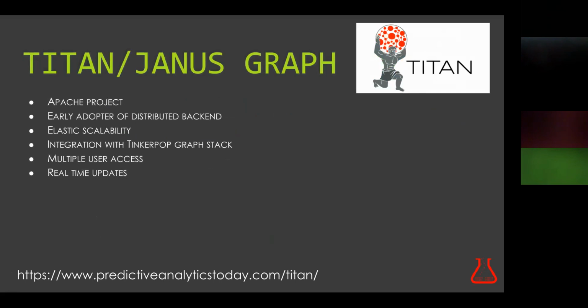Next slide. Titan morphed into Janus Graph. That's an IBM-developed Apache project. The great thing about that one is the scalability and being able to distribute it. And it also supports the TinkerPop stack. And the real benefit of this one is just scalability.